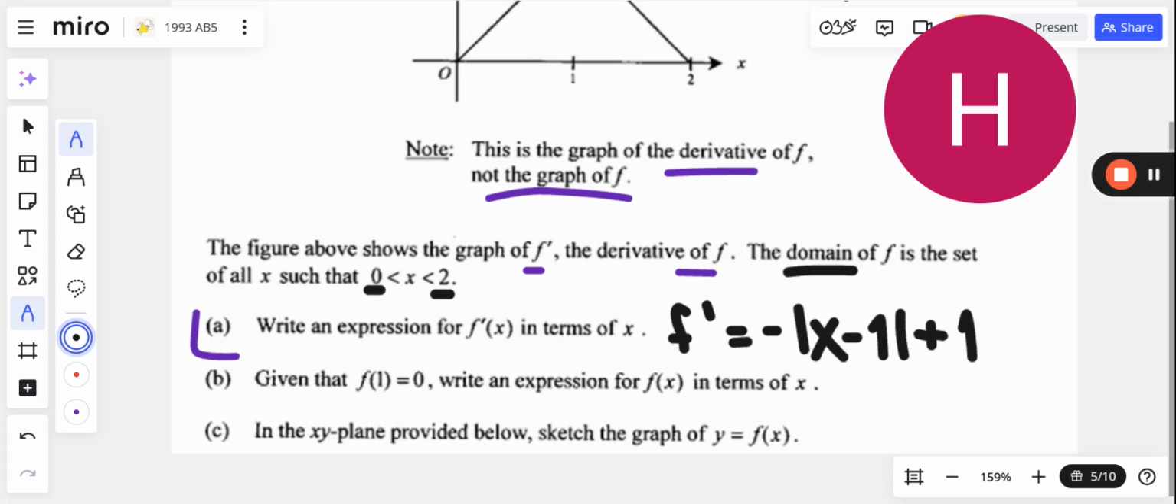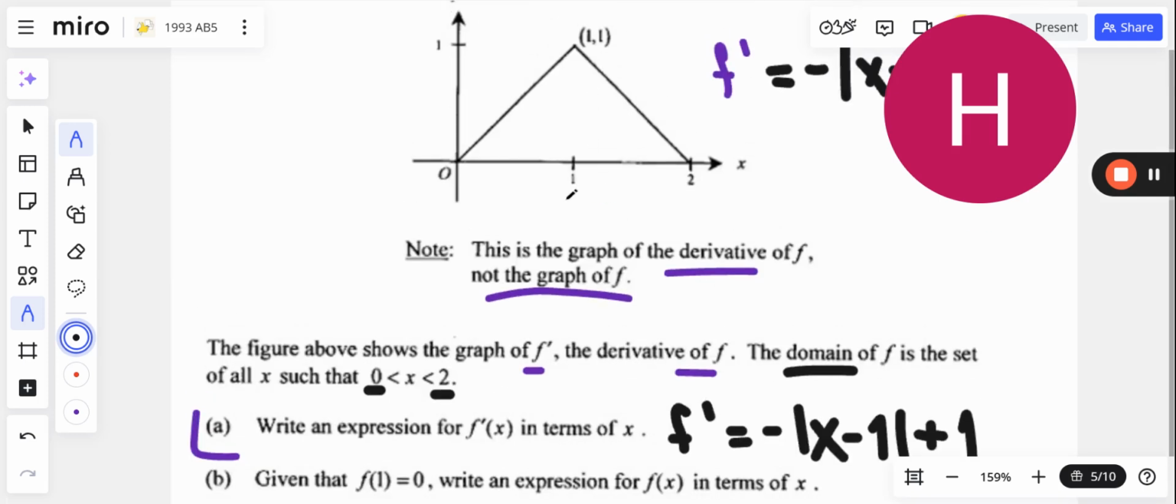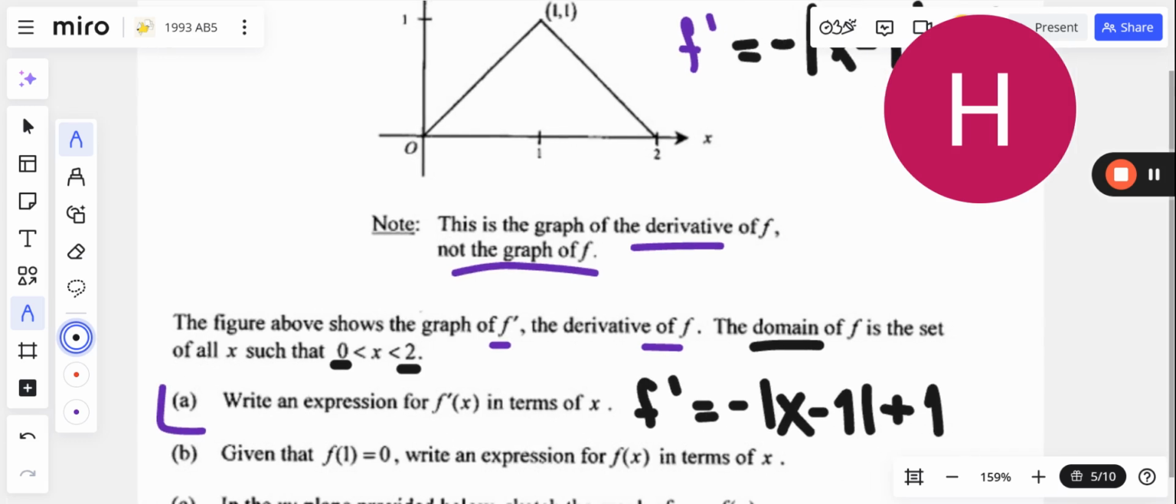Now, here's the thing. You can tell that the absolute value function is two different lines. It's possible that we're going to need to split it up into two different lines as a function. It's possible. Not entirely certain, but we'll see.